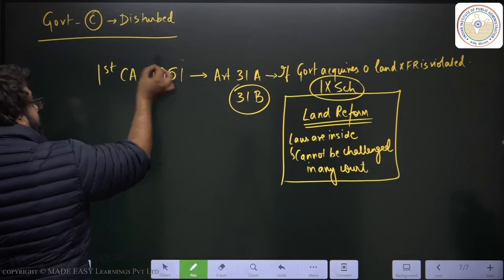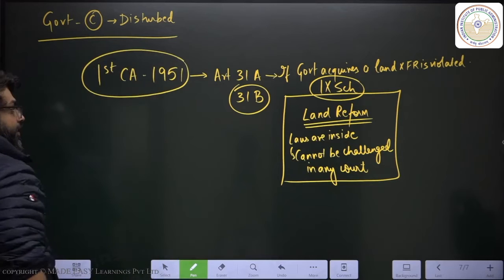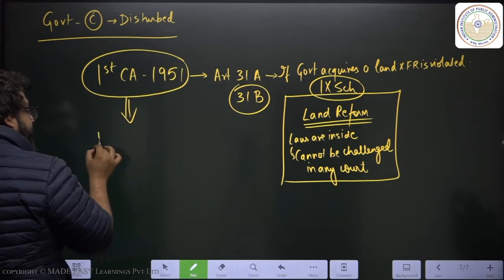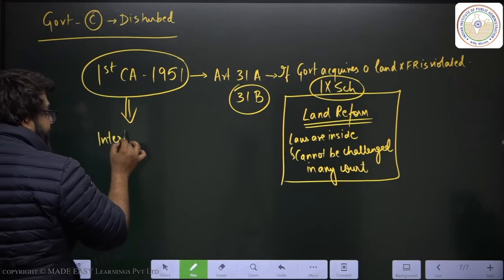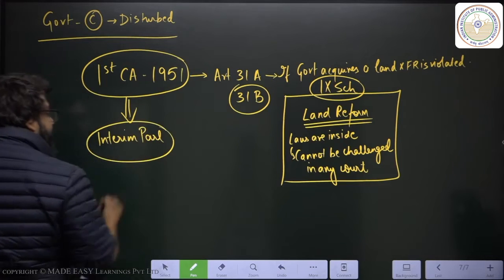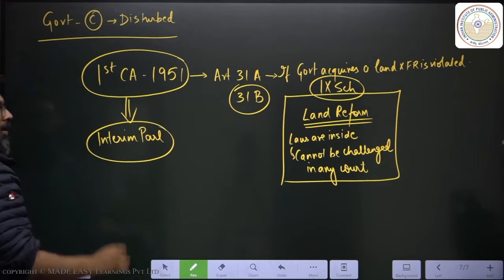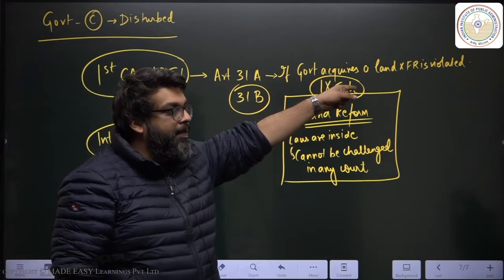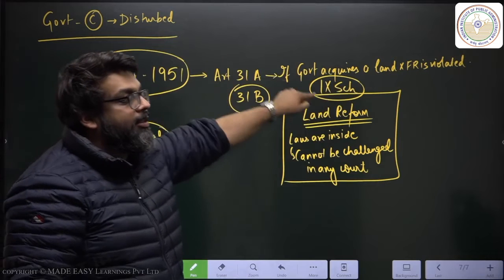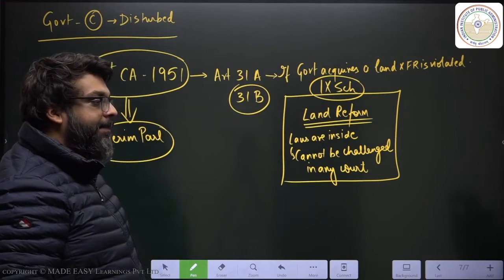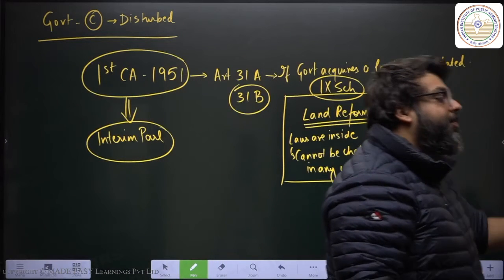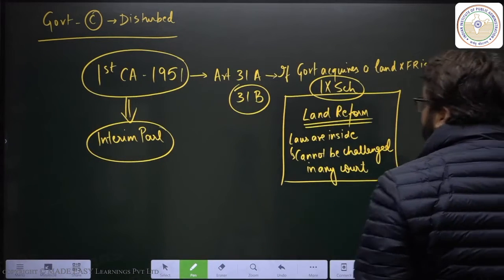This was done by the First Amendment 1951, and this amendment also happened by the interim parliament, which is basically the Constituent Assembly. And the irony is, the same people who added the rights to property are the very same people who are adding restrictions to the rights of property. Very interesting.